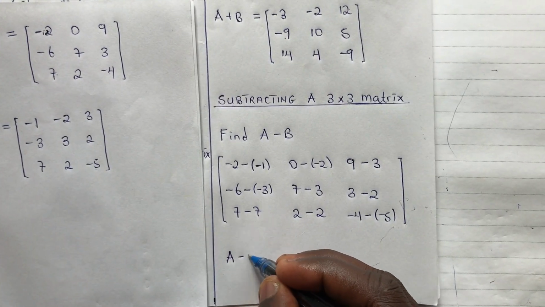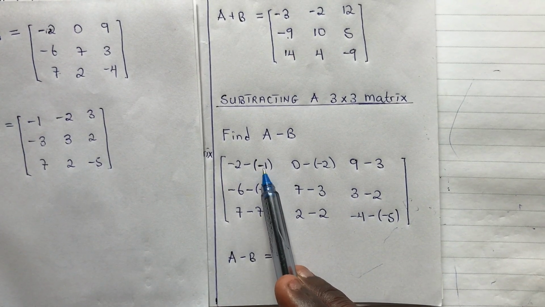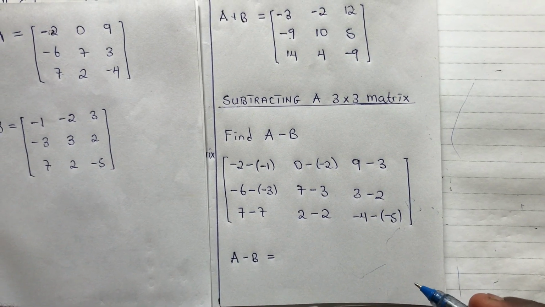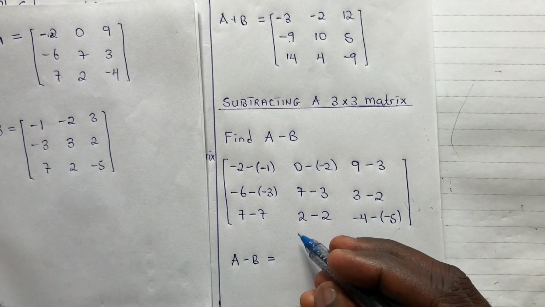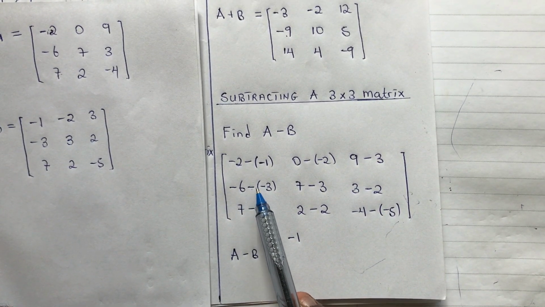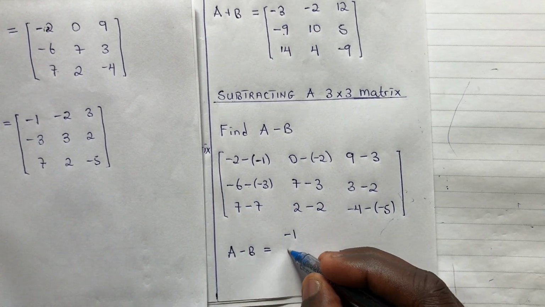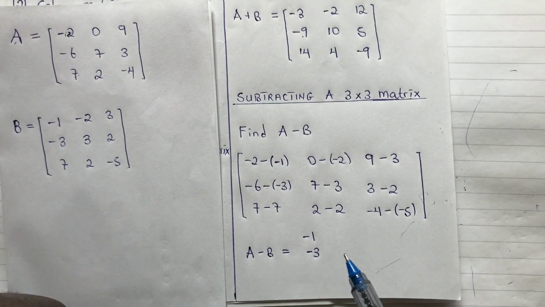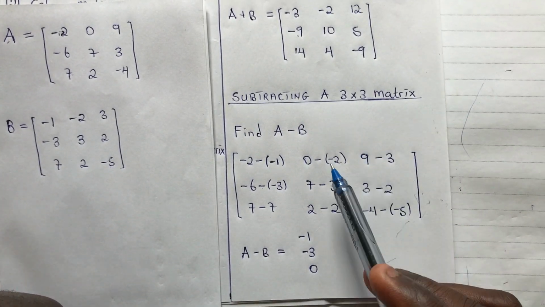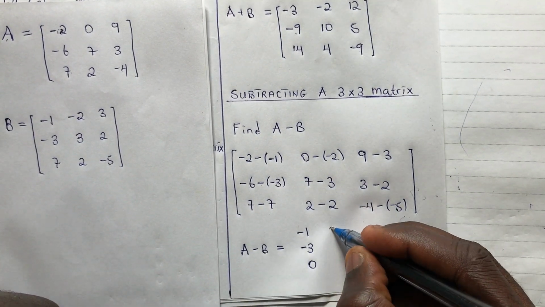So A minus B equals, now negative times this will give us positive 1. Add it to minus 2. Your result is minus 1. Then negative times this will give us positive 3. Add it to minus 6. The result is minus 3. Okay, so we have 7 minus 7. We have 0 here. Then we move on to this line. Negative times this will give us positive 2. Add it to 0. The result is 2.